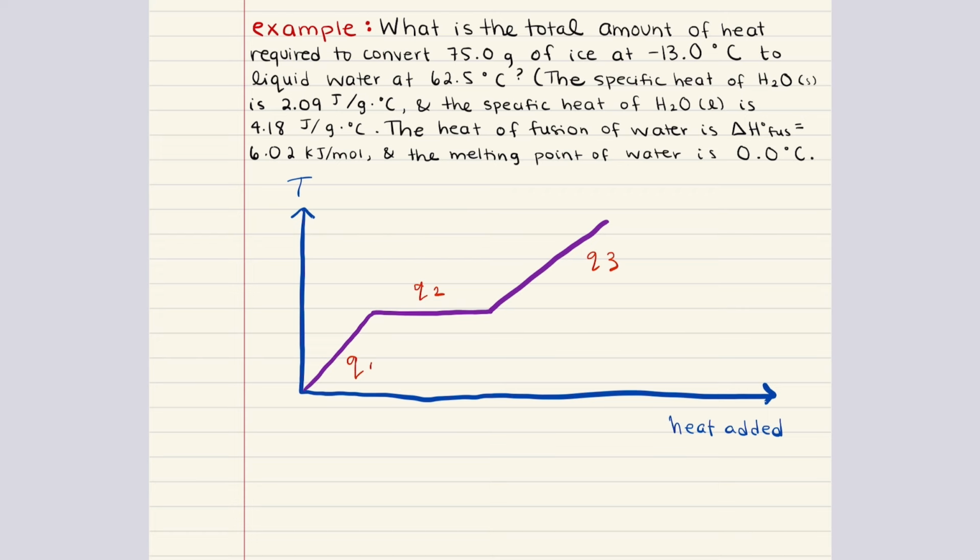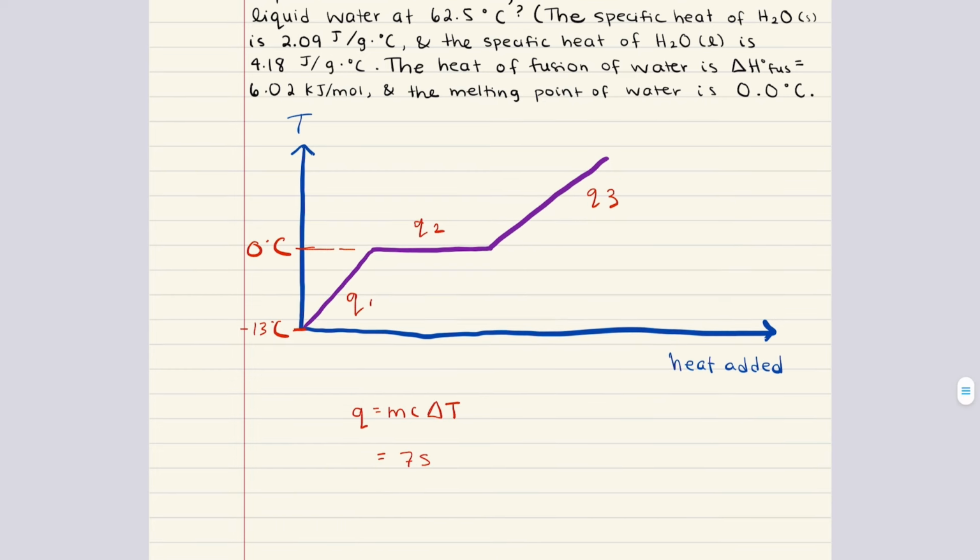The first step, Q1, corresponds to heating the ice from its initial temperature, minus 13 degrees Celsius, to its melting point, which is 0 degrees Celsius. Now, to calculate the heat for this portion, we're going to use our Q equals mc delta T equation. Here, m is mass, C is the specific heat capacity, and delta T is change in temperature. Now we're given the mass. The mass is 75 grams.